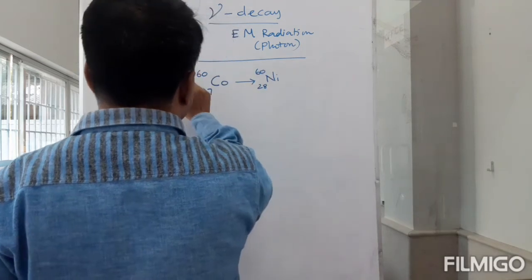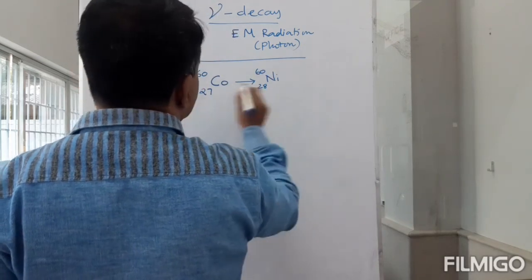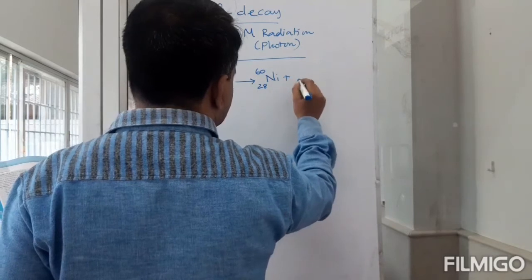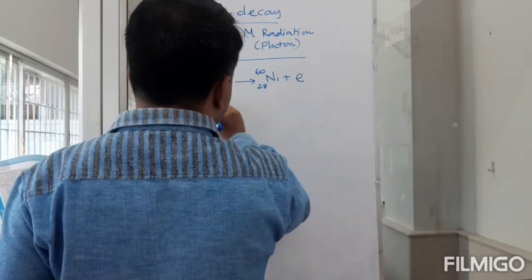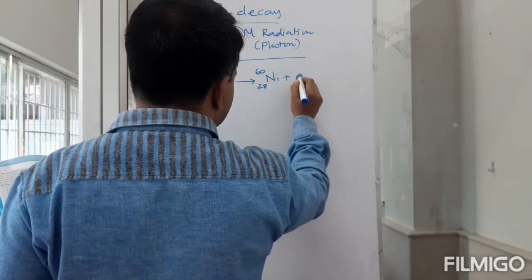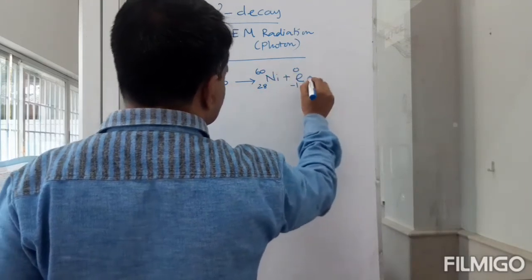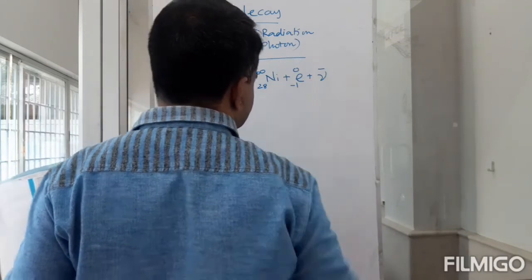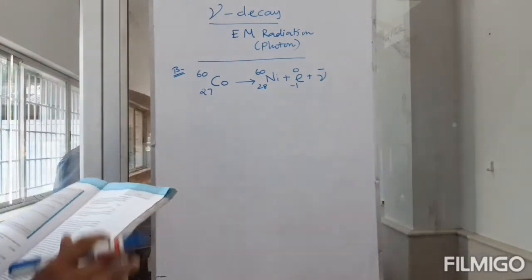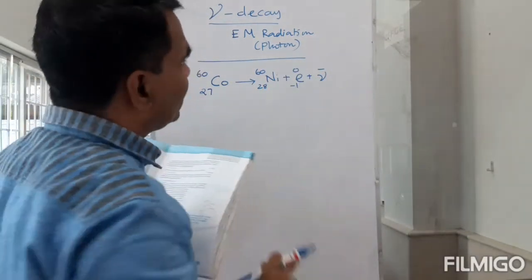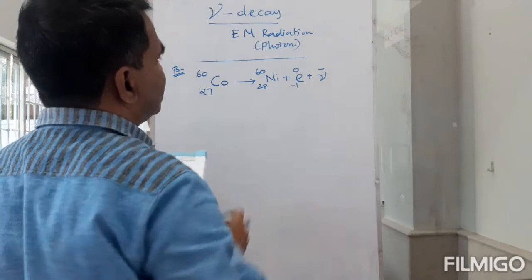It's beta negative decay, right? So it must emit an electron. So we're going to get 27, 28, so it must be minus 1, 0. Then plus an antineutrino particle, which also accompanies this. Okay? So this is what is happening.